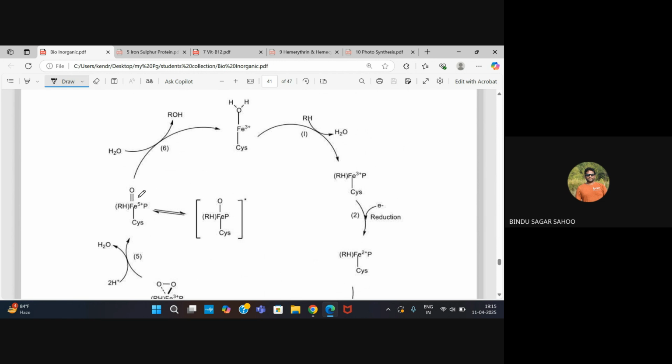So in the last step, the oxygen atom will get inserted into this R-H bond, and it will form an alcohol. And this ROH group will get separated from this metal center. And in place of this ROH group, there will be addition of a water molecule. Okay, so we need to check these mechanism steps very carefully.